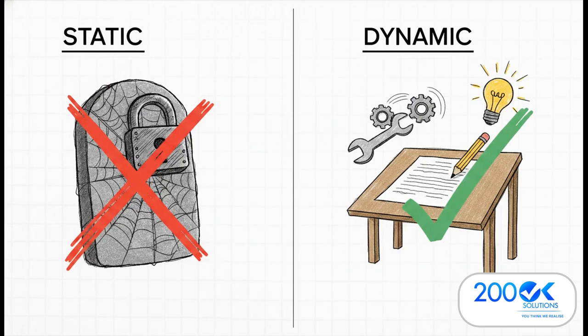And failure number 3, writing the system prompt once and literally never touching it again. Most teams write their system prompt, telling the model who it is and how to behave, on day 1 of the project. Then they treat it like a static configuration file instead of dynamic code. This is such a massive missed opportunity.